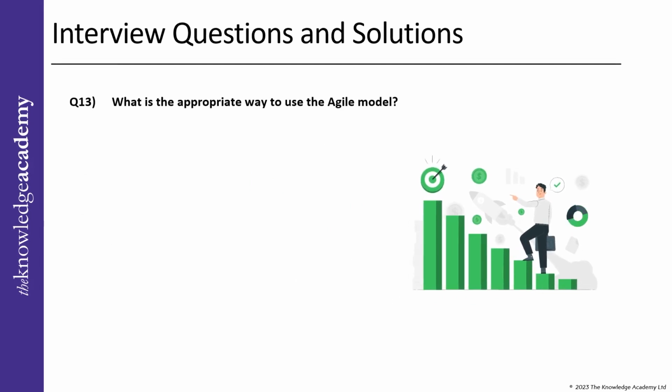Question 13. What is the appropriate way to use the Agile model? Agile can be used in unique advancements and methodologies, including dynamic development, lean software development, elements that promote growth, and crystal methodologies.